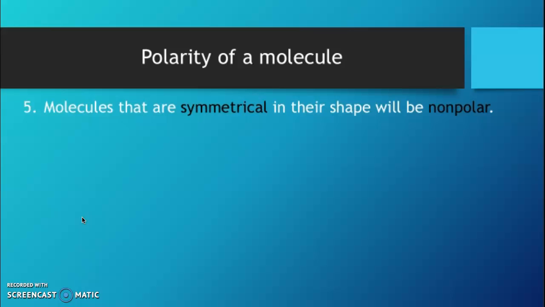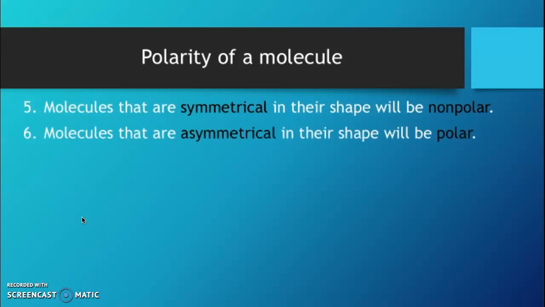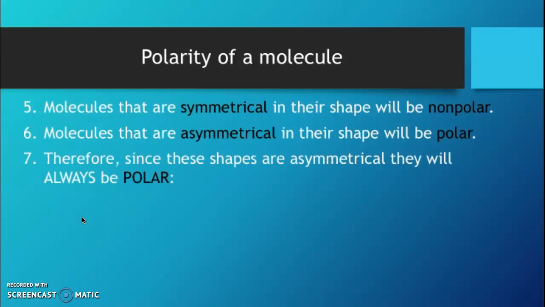Well, just from this, there are 2 shapes that are always going to be polar because these shapes are always going to be asymmetrical. Those are bent and pyramidal. If we were together, of course, I would show you these 2 molecule models and we would look at them and say, oh, of course they're not symmetrical.